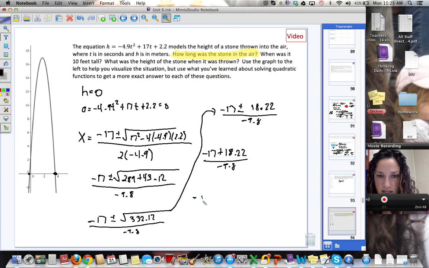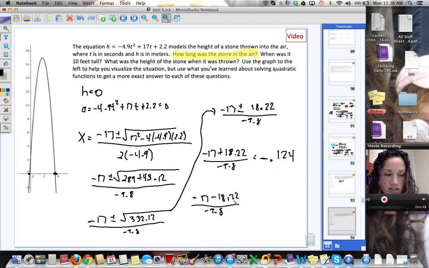And then I'm going to have negative 17 minus 18.22 all over negative 9.8. So 9.8. This one I'm going to get to be a negative 0.124. And this one, negative 17 plus 18.22 divided by 9.8. So remember, this one will give me a positive because this should be a negative on top, negative on the bottom. So this one I'm going to get a positive 3.5939.